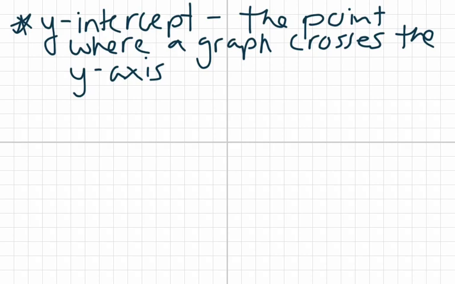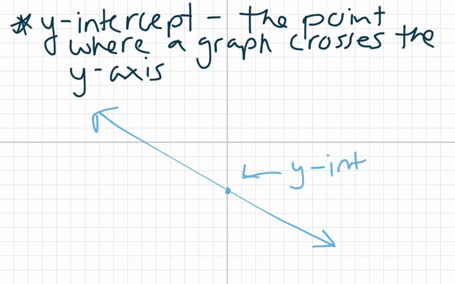A lot of my students will get confused. They don't think of the y-intercept as being a point. They do think of the y-intercept as being a number. It's not a number, it's a point. So if you have a line, that line at some point, if it crosses the y-axis, that is called the y-intercept. Now, a lot of times we do treat the y-intercept like a number, but you don't want to lose sight of the fact that it is a point.